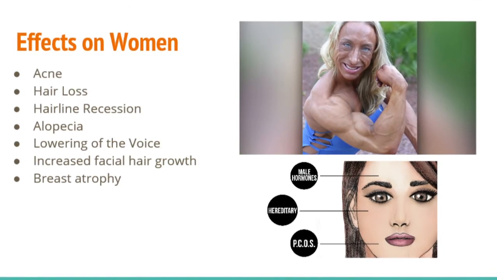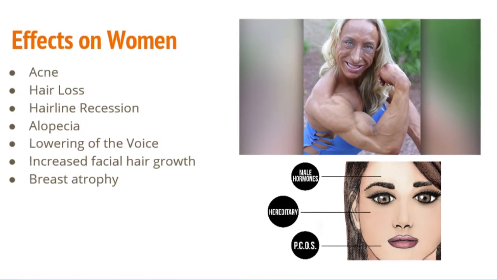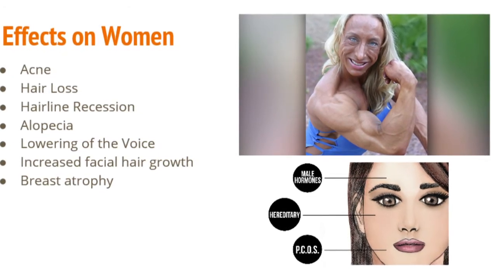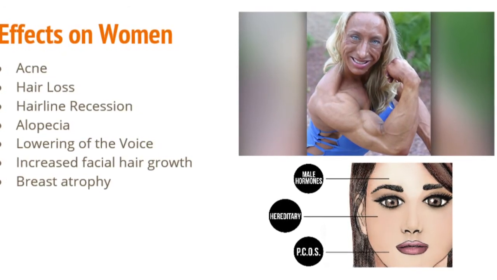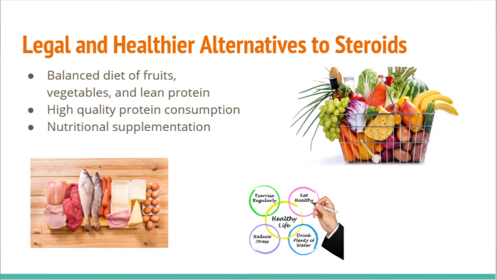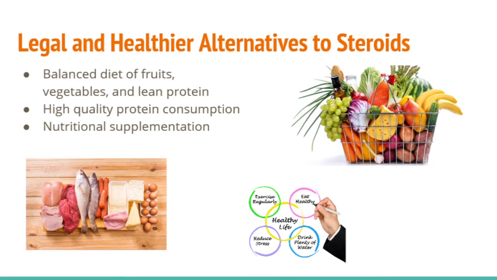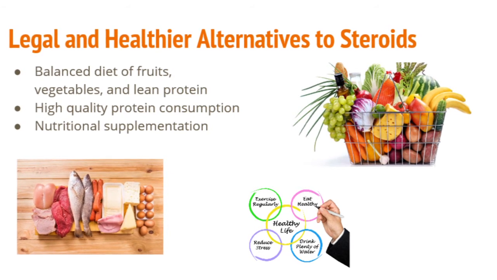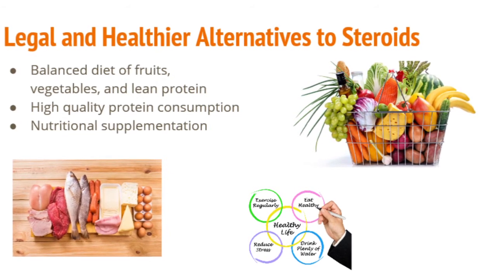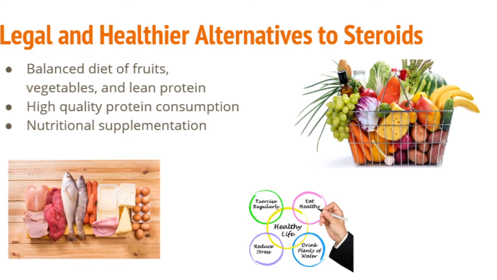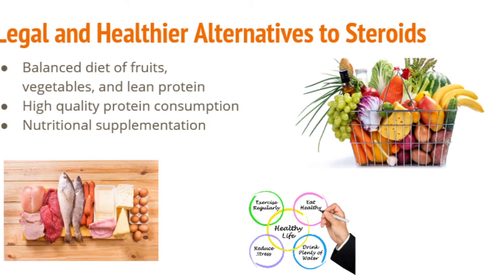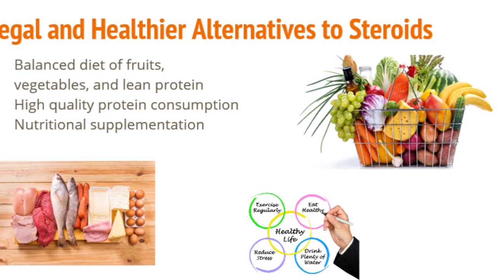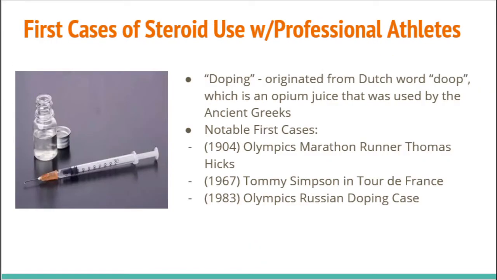Steroid use by women can lead to acne, alopecia, or hair loss, such as with a receding hairline, formation of a deeper voice, a growth in facial hair, and a decrease in breast size. Due to these negative health consequences, there are some alternatives that professional athletes can use to maintain a healthy lifestyle and improve their performance. These include eating a well-balanced diet filled with fruits, vegetables, and an adequate amount of protein. Dietary and nutritional supplements can also be taken.